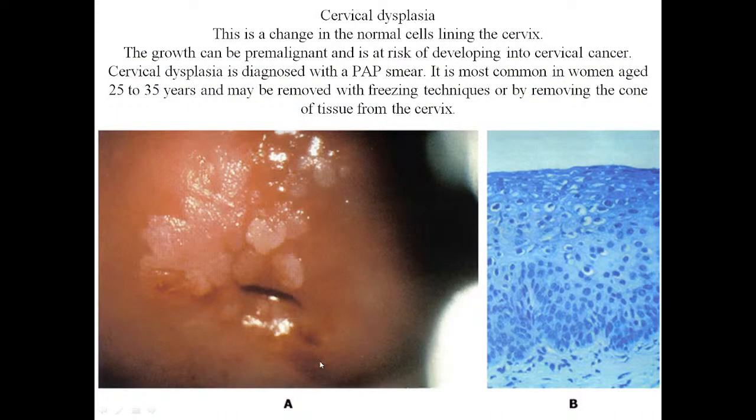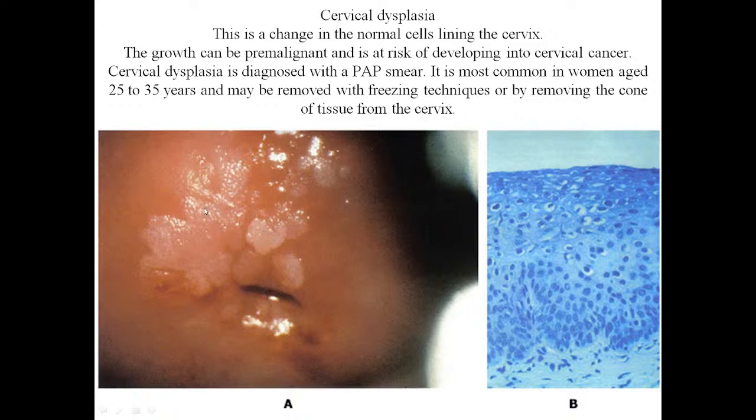The next premalignant disease is cervical dysplasia. This is a change in the normal cells lining the cervix. The growth can be premalignant and is at risk of developing into cervical cancer. Cervical dysplasia is diagnosed with a pap smear. It is most common in women aged 25 to 35 years and may be removed with freezing techniques or by removal of tissue from the cervix.